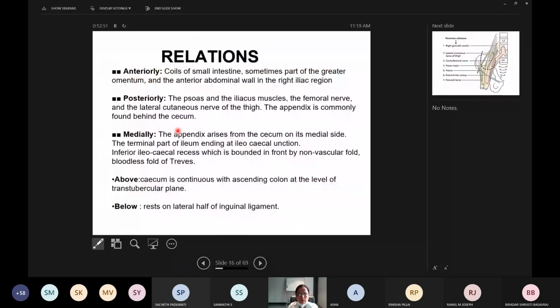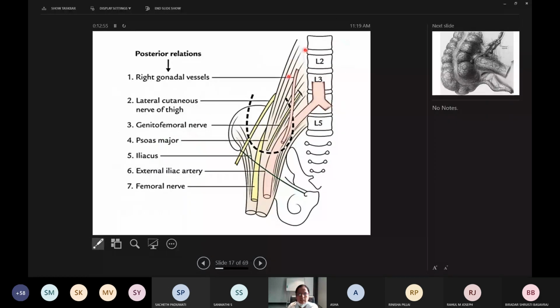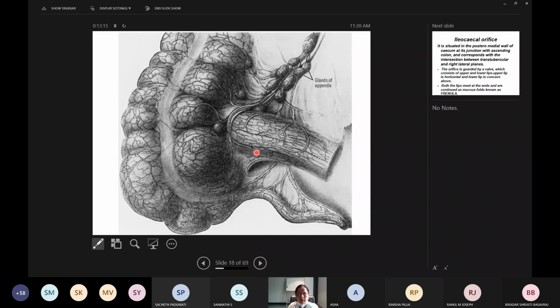So these are the relations of the cecum. These are the posterior relations, what you can see. You have the psoas major muscle, the iliopsoas muscle, and you have the lateral cutaneous nerve of the thigh, the genitofemoral nerve, and the femoral nerve, which form the posterior relations of the cecum.